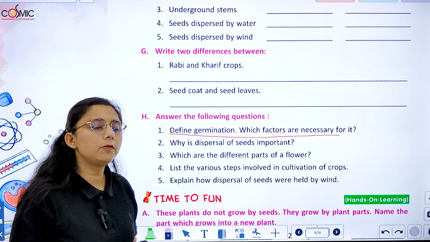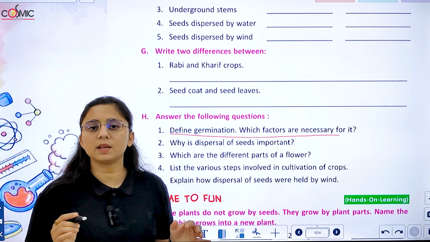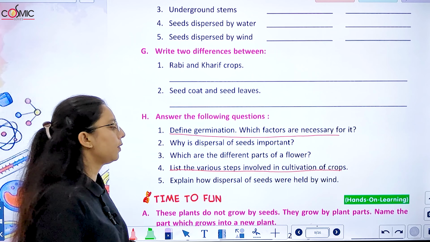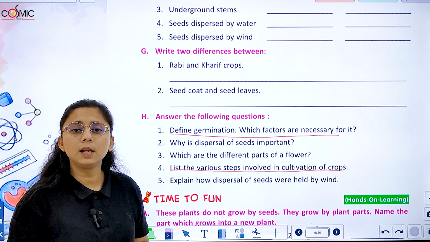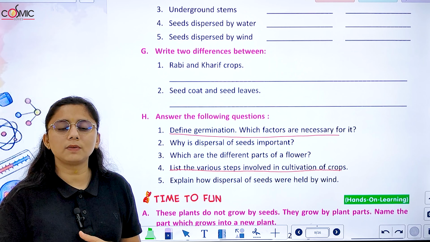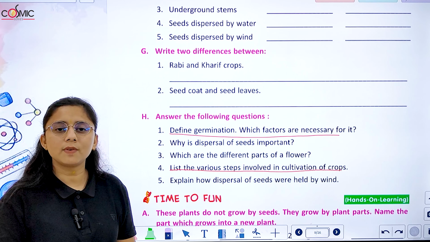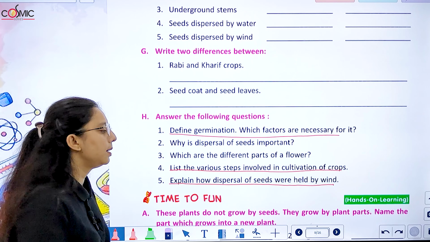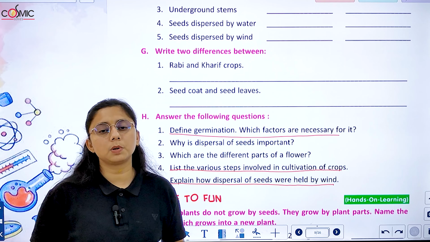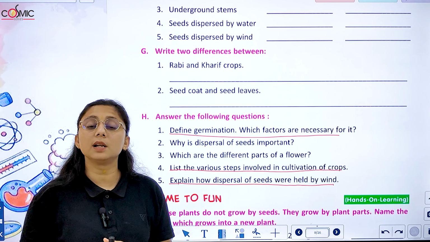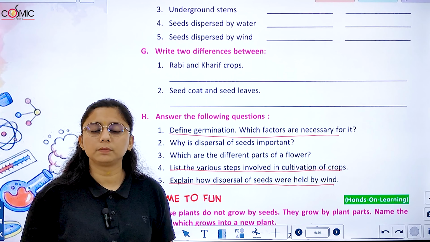What are the different parts of a plant? We have four main parts. You can explain them. List the various steps involved in the cultivation of crops. First, you will plow the field, then sow the seeds, irrigate it, use insecticides and pesticides, and then you will harvest it and store it. Explain how dispersal of seeds is done by wind. जो lightweight होती है वो उड़ के दूसरी जगह पे चले जाए, like cotton, hydrilla.